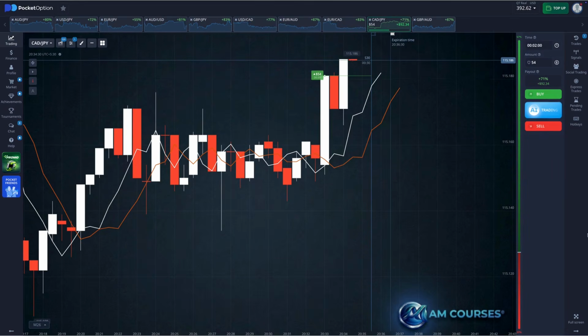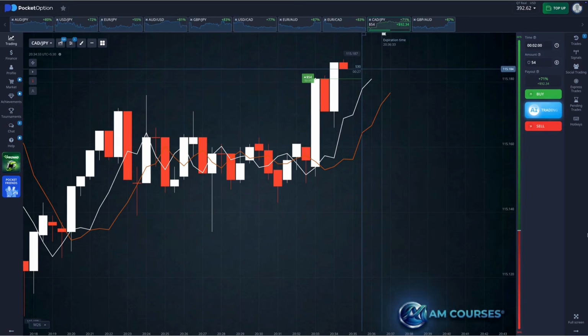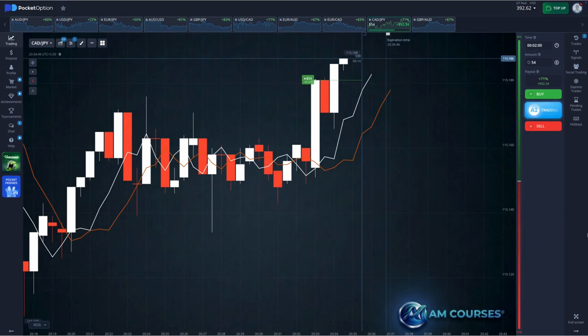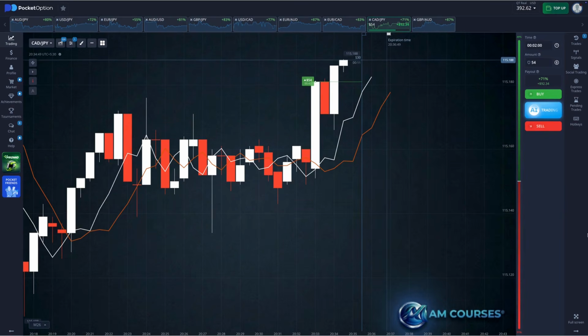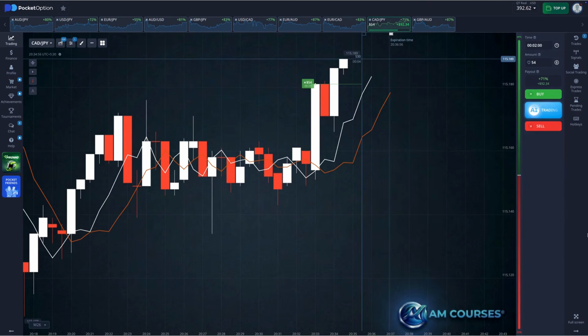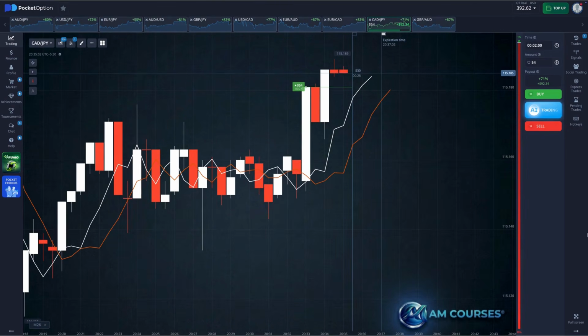Now let's talk entries. Buy setup first. Here's what you're looking for. The lips, that's the white line, crosses over the teeth, which is the red line, and moves upward. But that crossover alone is not enough. The candle must be completely above both lines, not touching them, not halfway, completely above. And before you pull the trigger, wait for 1 or 2 green confirmation candles to close above the lines.